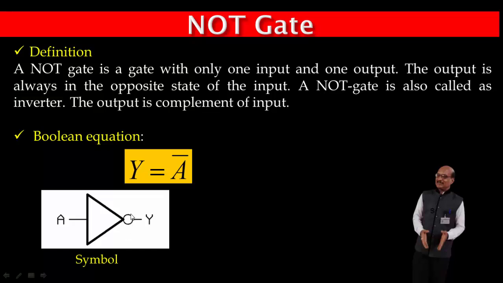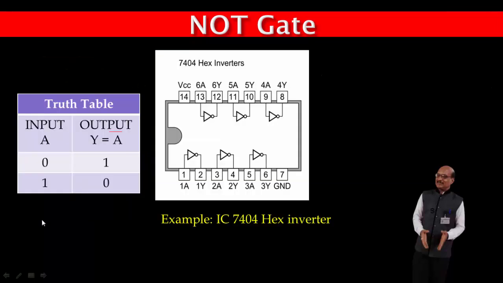This is called the bubble. So this bubble indicates that the output is the complement of the input. When you are reading digital circuits and you find a bubble at the end, what is the meaning? It is the complement of the input. Remember this.